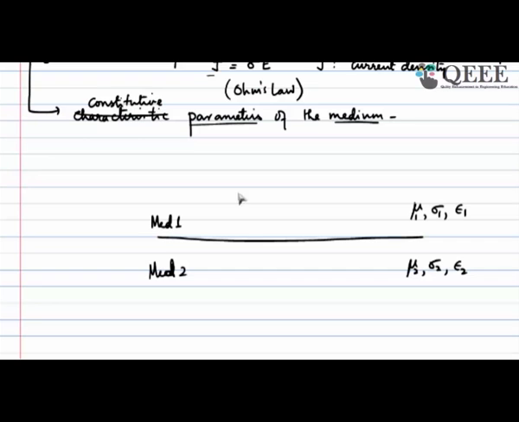The question we are asking ourselves is, if I know the E field here as E1, can I tell what the E field is in the second medium? Given E1, what is E2? And the answer to this question is yes, I can know, provided I know all the constitutive parameters. What helps you do that? It is the integral form.